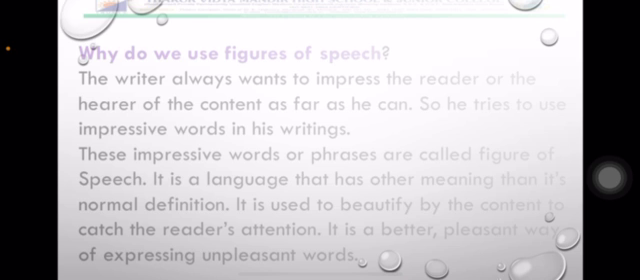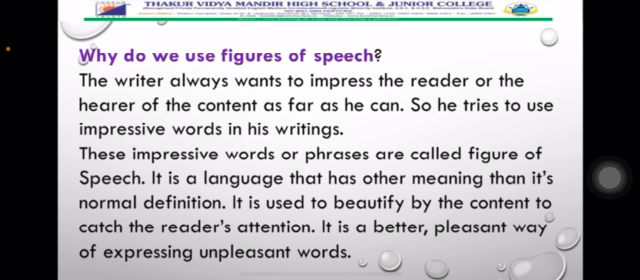Why do we use figures of speech? The writers always want to impress the readers or the hearer of the content as far as he can. So, he tries to use impressive words in his writings. These impressive words or phrases are called figures of speech.